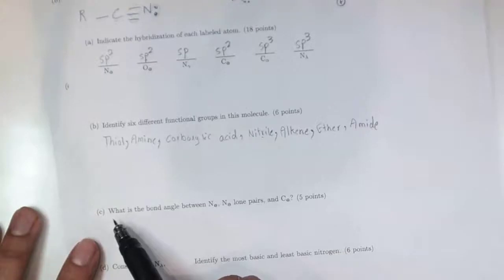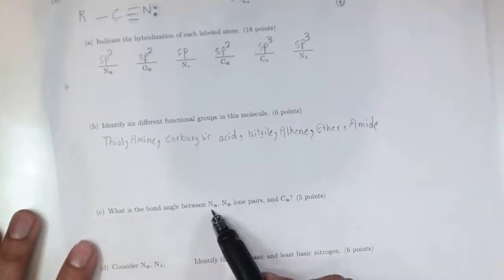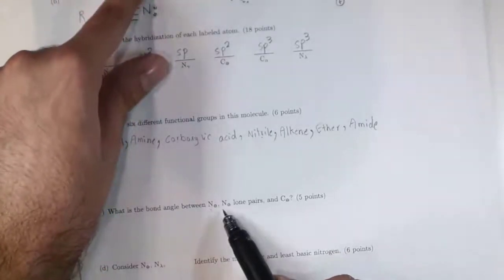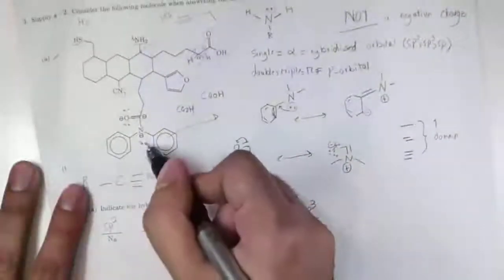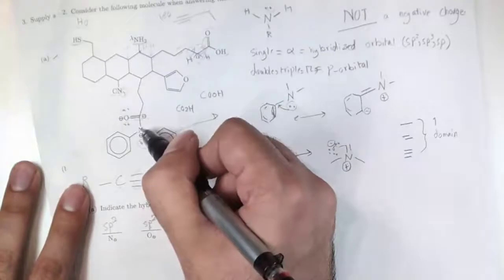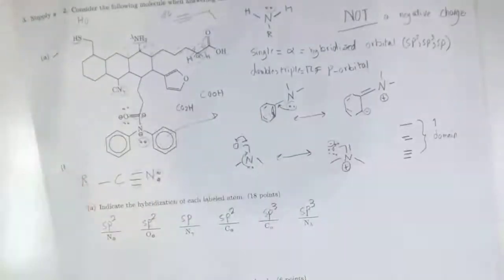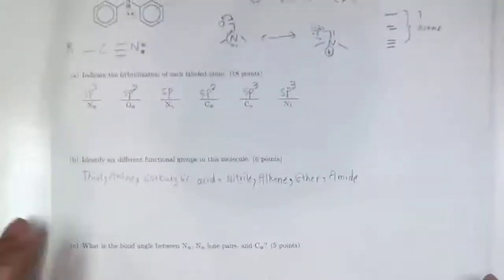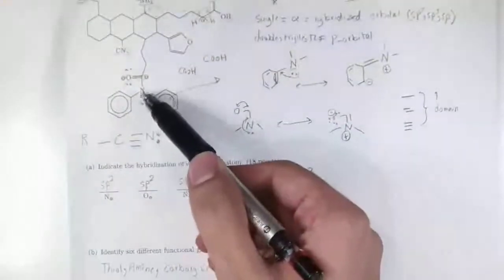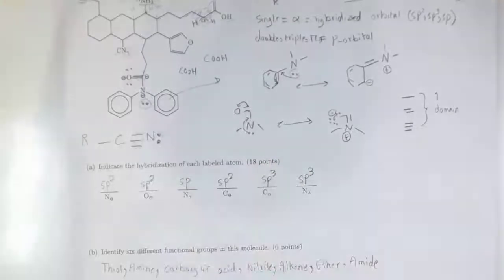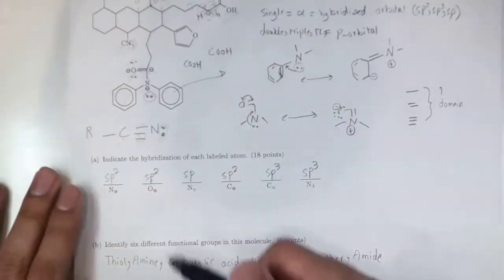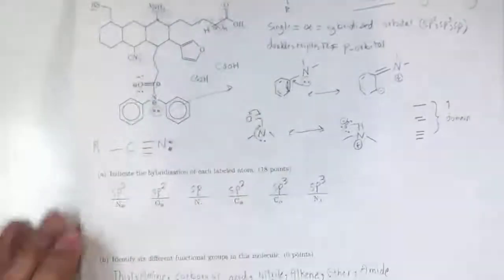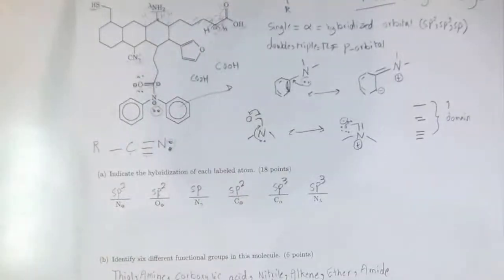Now what about part C? It's saying what is the bond angle between the nitrogen's lone pair and the carbon. So I'm asking about this lone pair, nitrogen, and this carbon specifically. My question to you, did this nitrogen resonate? Did it form resonance structures? Yes. Since it did, that would mean that this lone pair has to be in a p orbital.